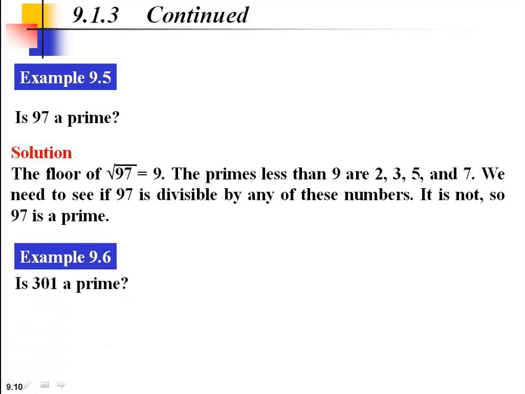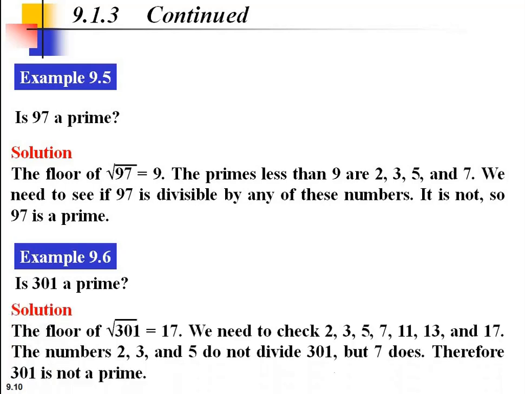One more example: is 301 a prime number? Again, first of all we will calculate the square root of 301 and take the floor of it, which comes out to be 17, and then we will prepare the list of prime numbers up to 17, which are 2, 3, 5, 7, 11, 13 and 17. We can see that 2, 3, 5 do not divide 301, but 7 does. Therefore 301 is not a prime number.